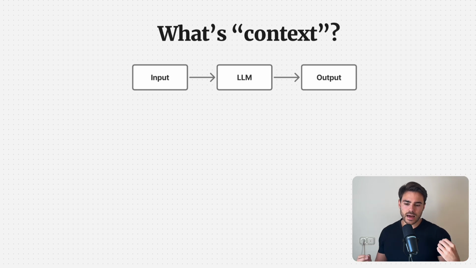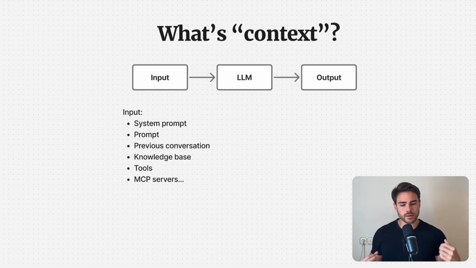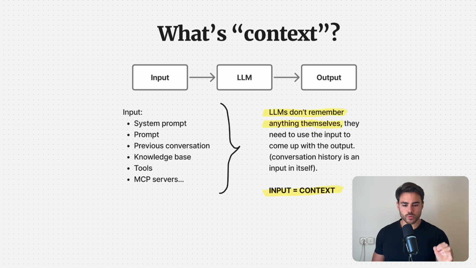Nothing else happens. Now, when you think about the input, an input can be anything that gets fed into the LLM. It can be a system prompt, your normal prompt, the prompt that you as a user sent, or the rest of the conversation. It can be knowledge bases, it can be tools that the LLM has access to, and this is very prevalent in agents. It can be MCP servers, it can be anything that you add. It can be anything that gets fed into the LLM to get the next response. LLMs don't remember anything by themselves. They need to use the input that you pass them to come up with the output.